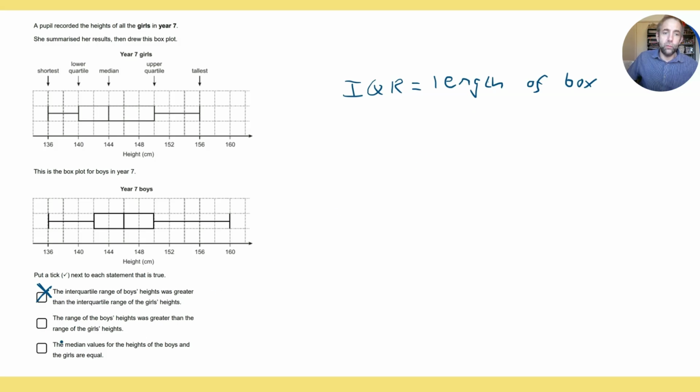And using the fact that the interquartile range is the length of the box will make that quicker for you. The next one says the range of the boys' height was greater than the range of the girls' heights. So remember, range is the highest, or in this case, the tallest, because that represents the biggest number, minus the lowest, because that's going to represent our smallest number. So it's not just the range of the box this time, it's the range of everything.